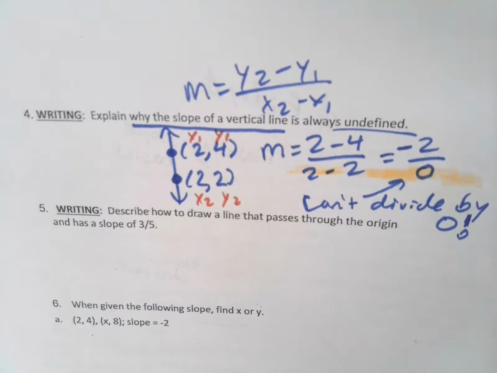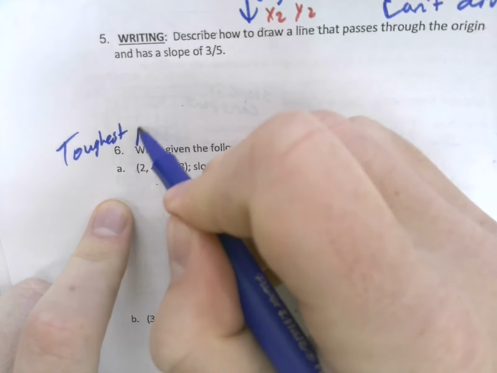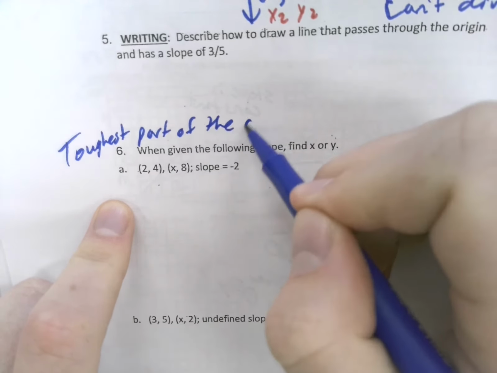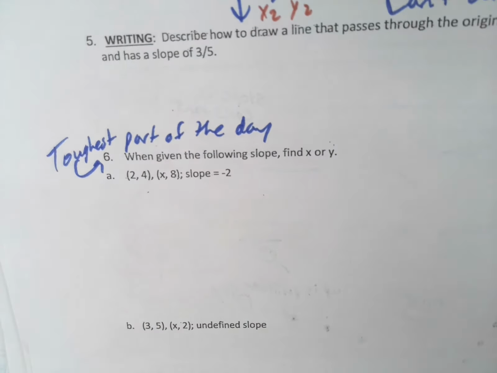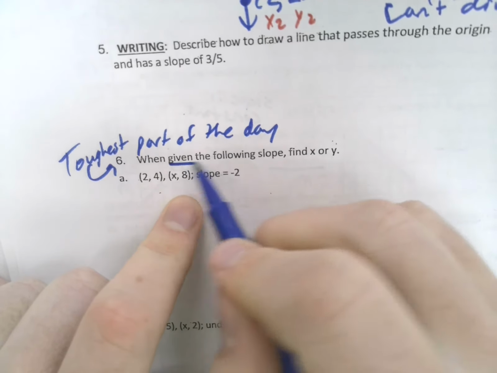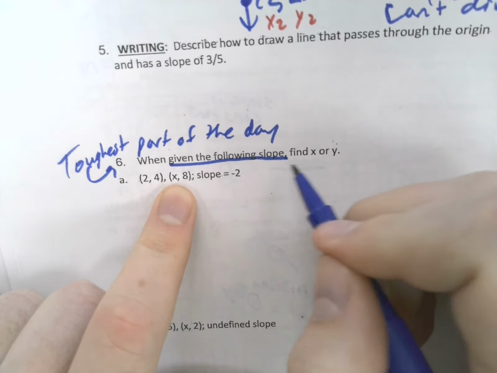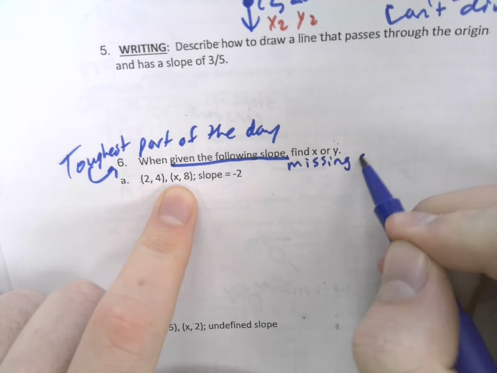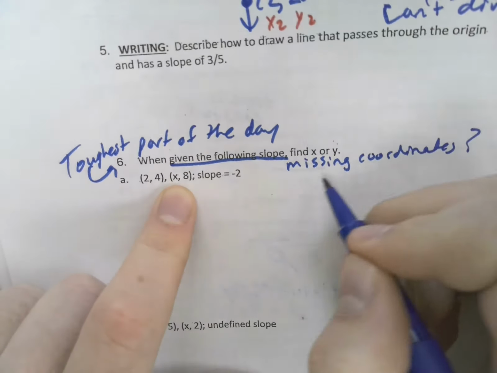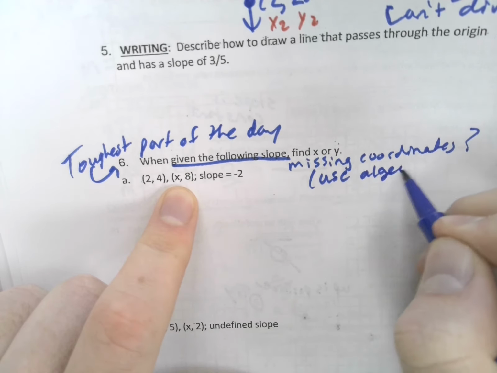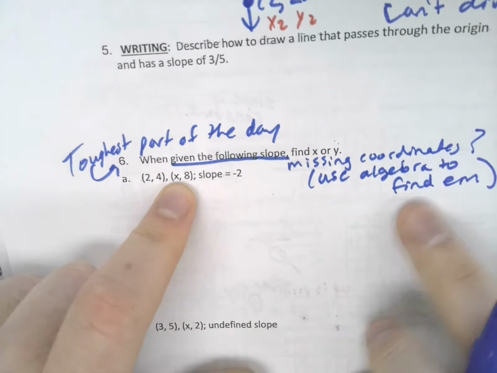Yep. And so last thing, guys, for some of you, this is going to be the toughest part of the day. Some of us have not seen this yet. So check this out. We're given the slope. We know the slope. But what happens whenever we're missing coordinates? Well, when that happens, we got to use algebra to find them. This is algebra, right? Let's use some algebra to find them.